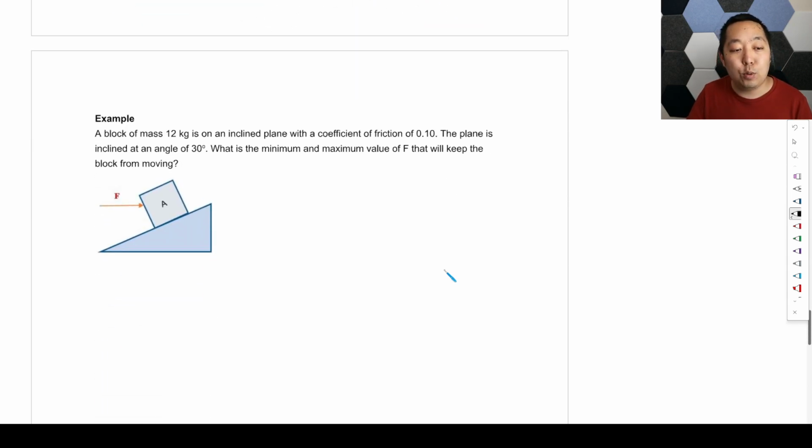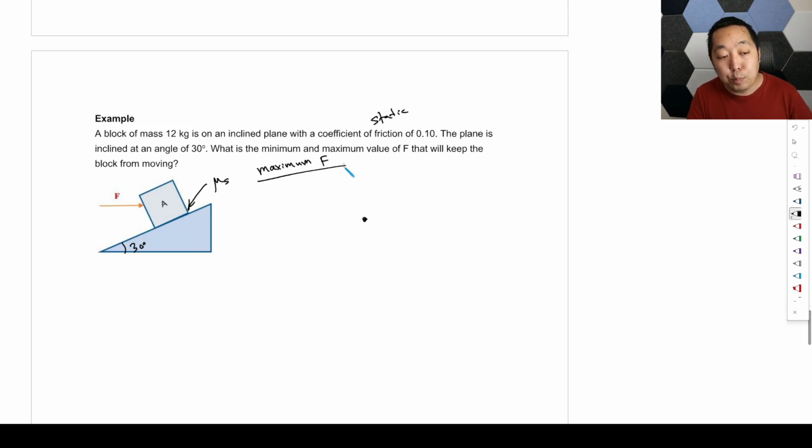So I have a block of mass 12 kilograms on an inclined plane. This is 30 degrees. Coefficient of static friction is 0.1. So the plane is inclined 30 degrees. What's the minimum and maximum value of F that will keep the block from moving? So why is there a minimum and a maximum? Let's start with maximum. What happens if I push too hard?